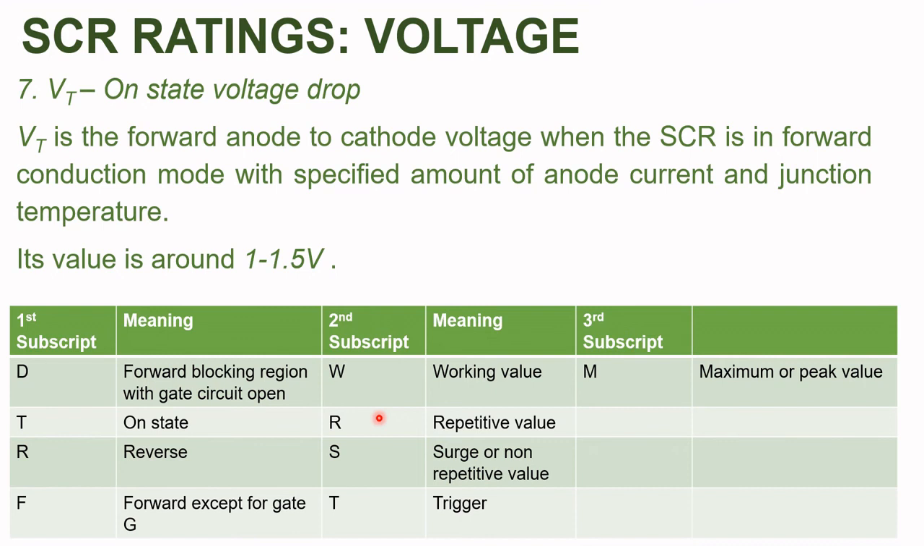One more rating of SCR, that is on-state voltage drop, which is given by VT. This is only one subscript, and if T is there, then it gives on state. So VT is the forward anode to cathode voltage when SCR is in forward conduction mode with specified amount of anode current and junction temperature. Its value is to the tune of 1 to 1.5. Exact value can be found out from the data sheet.